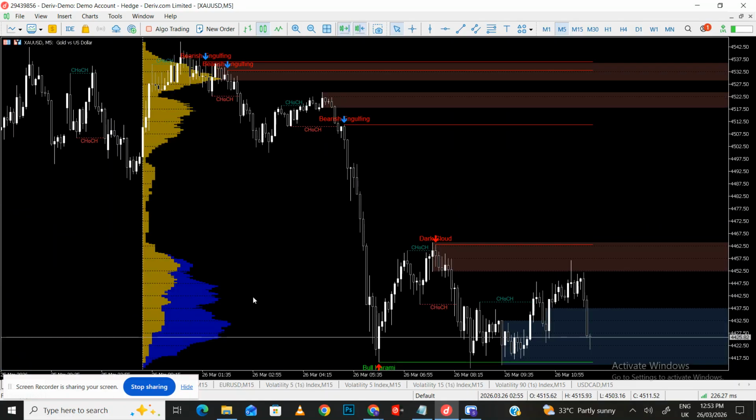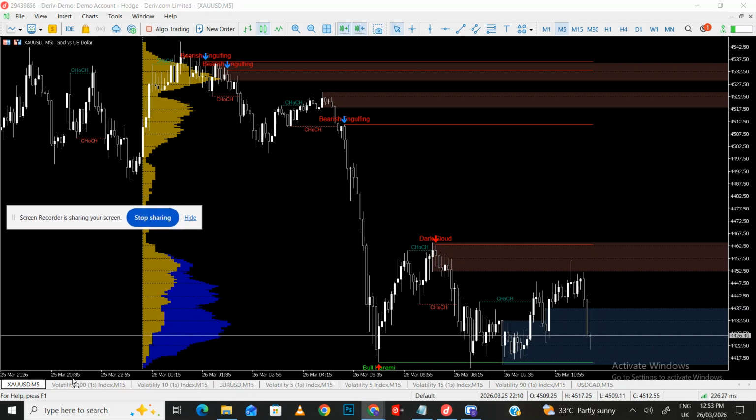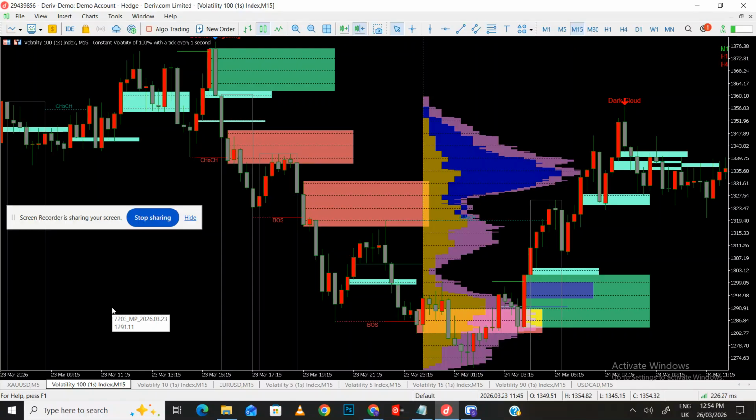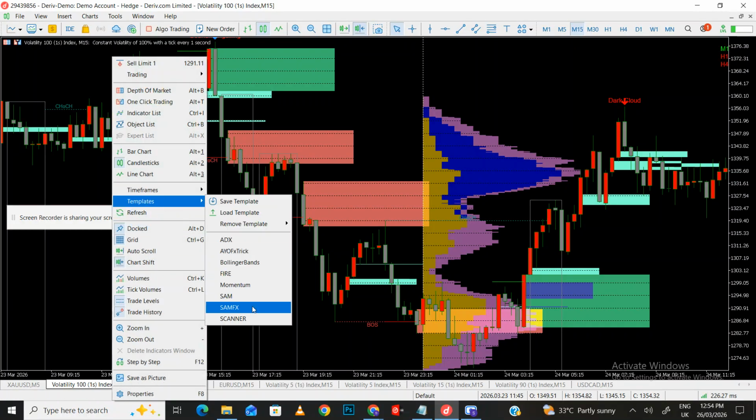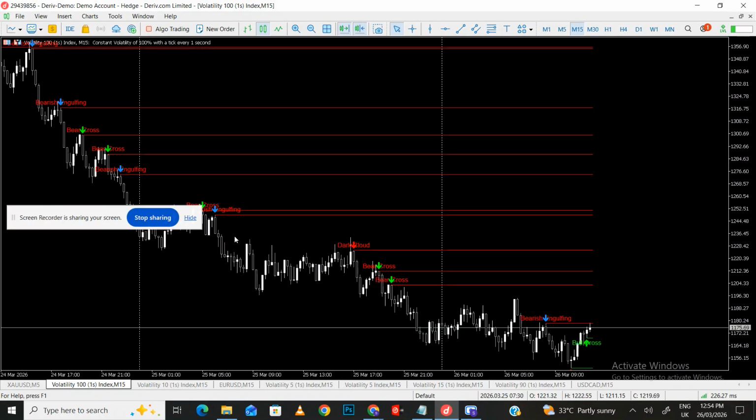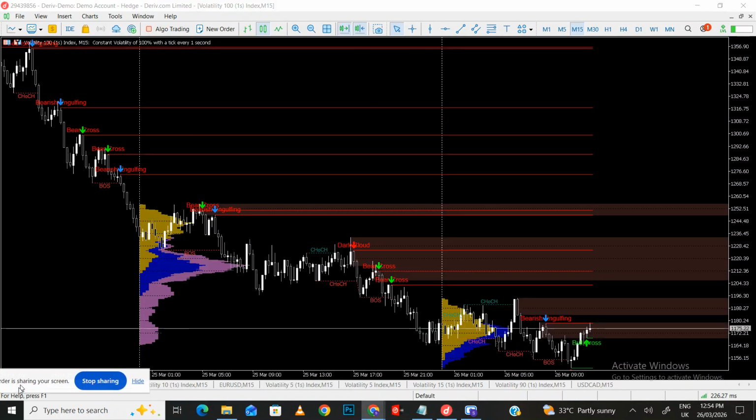Alright, so this indicator I normally use to trade synthetic. Let me show you. Just ignore this. So let me teach you how to use this indicator.